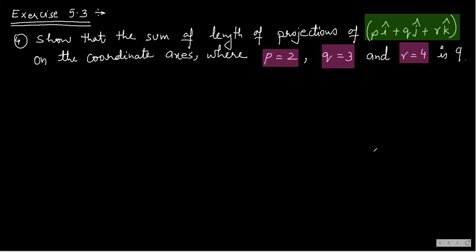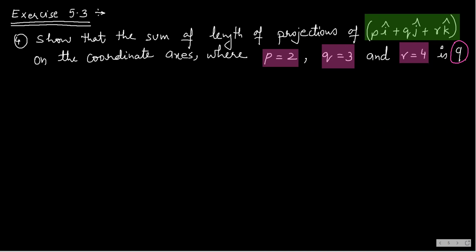Okay, let's solve few problems. Here we have from exercise 5.3, question number 4. Show that the sum of length of projections of vector p i cap plus q j cap plus r k cap on the coordinate axis, where p is 2, q is 3 and r is 4, is 9.